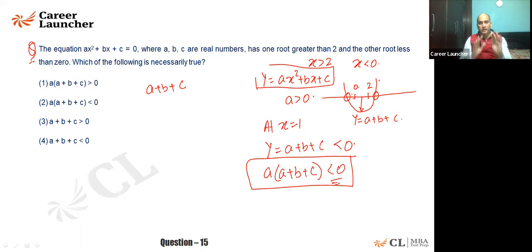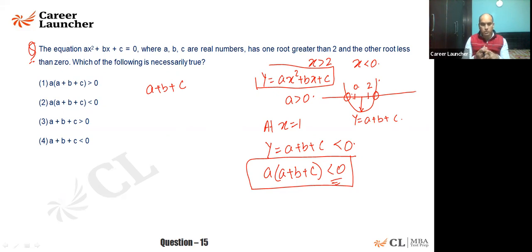Is it fine? Look at it closely and ask me. Why did I put x is equal to 1? Because a plus b plus c will only come when the coefficients of a, b, c come out to be 1. C is already 1, so a and b need to be converted to 1. The coefficients of them should be converted to 1.